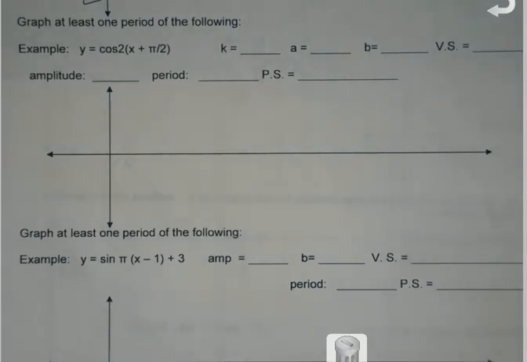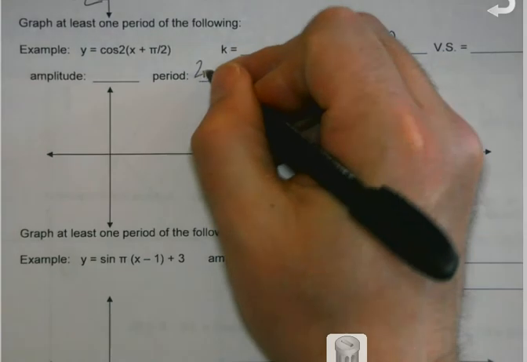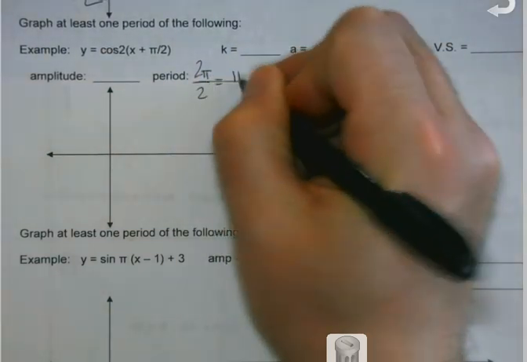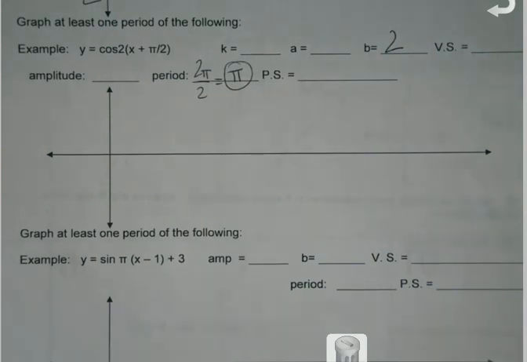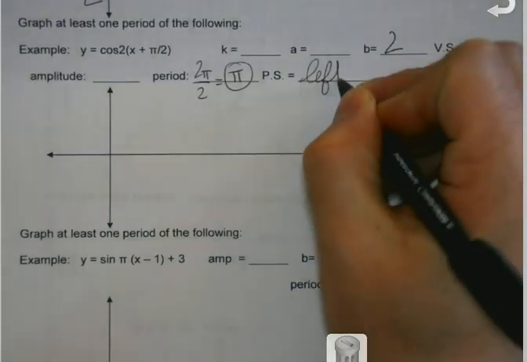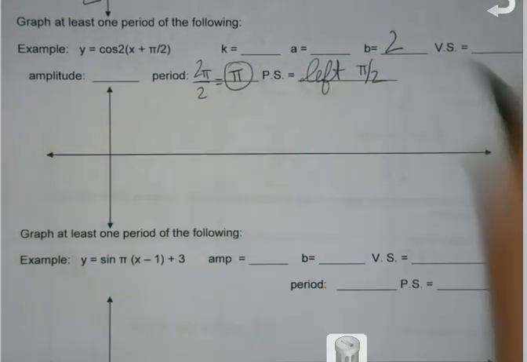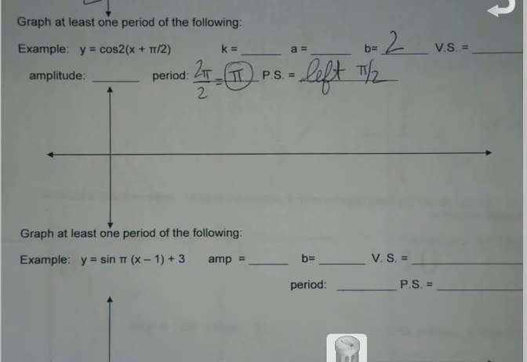Am I going to have a period change? Yes, because we have a b value this time. It's 2. So my period is now going to be pi. And I do have a phase shift because, again, anything in the parentheses, that's what it's going to be. We're going to be moving left pi over 2. Ooh, so we get to go into the negatives this time.